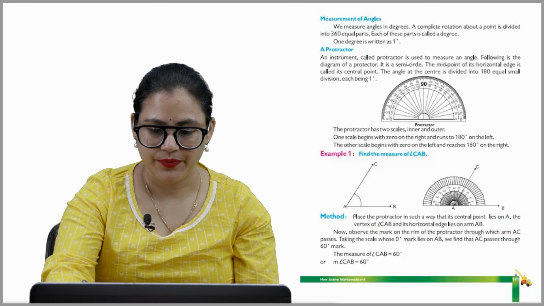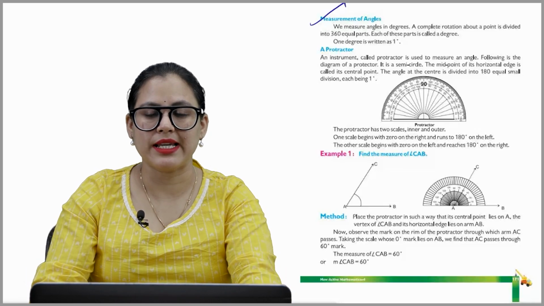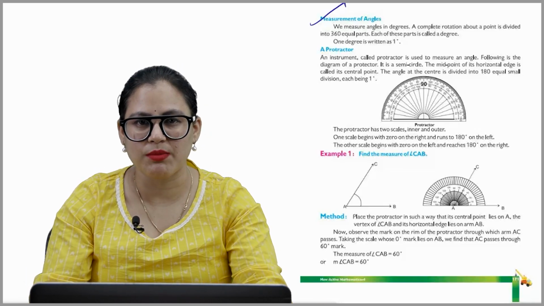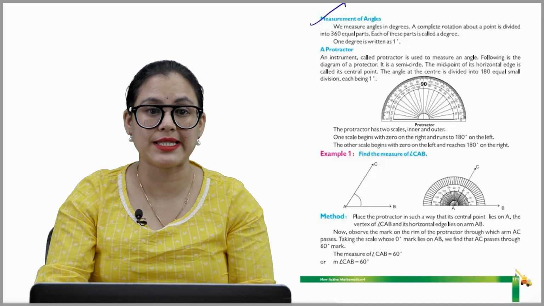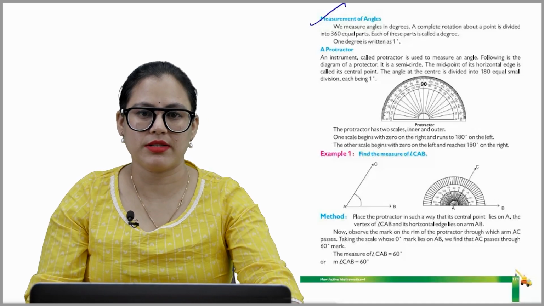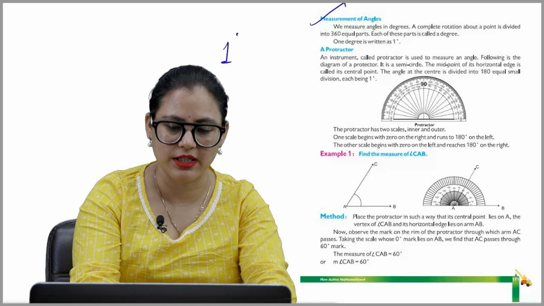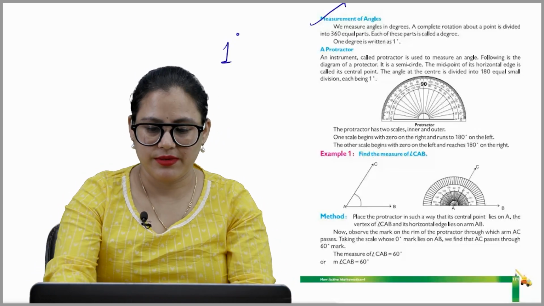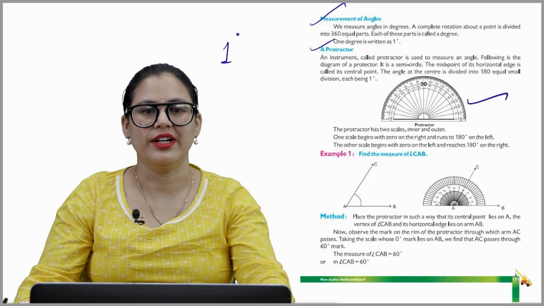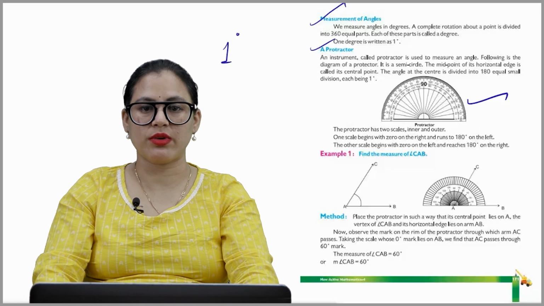Measurement of angles. We measure angles in degrees. A complete rotation about a point is divided into 360 equal parts. Each of these parts is called a degree. 1 degree is written as this, 1 degree. Okay. A protractor. This is protractor. An instrument called protractor is used to measure an angle.